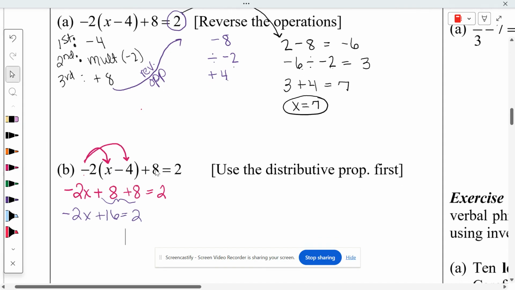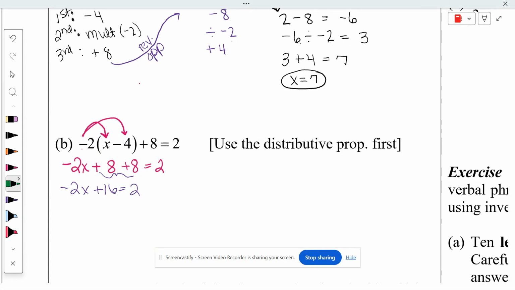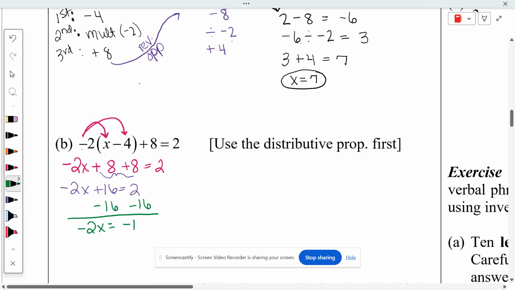I'm trying to get the x variable all by itself. The first thing I have to do is subtract 16 from both sides. Subtract 16. So I have negative 2x equals negative 14. Now I have negative 2 times x. The undo of multiply is divide. So I'm going to divide both sides by negative 2. We always divide by the number attached to the variable, right? So x equals 7. Look at that.